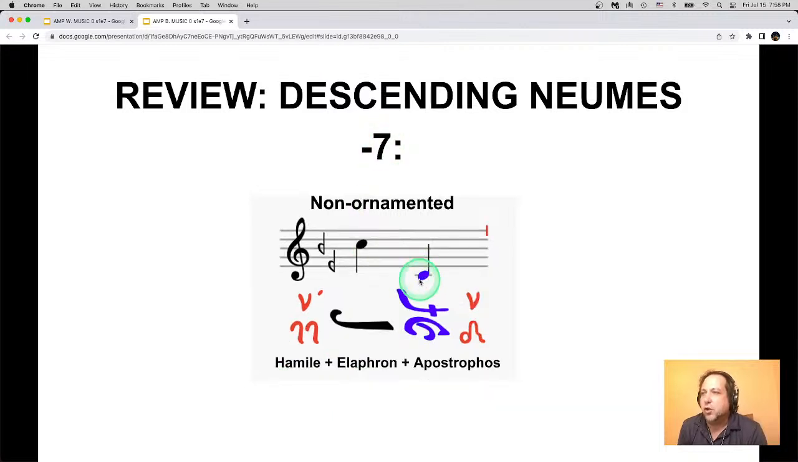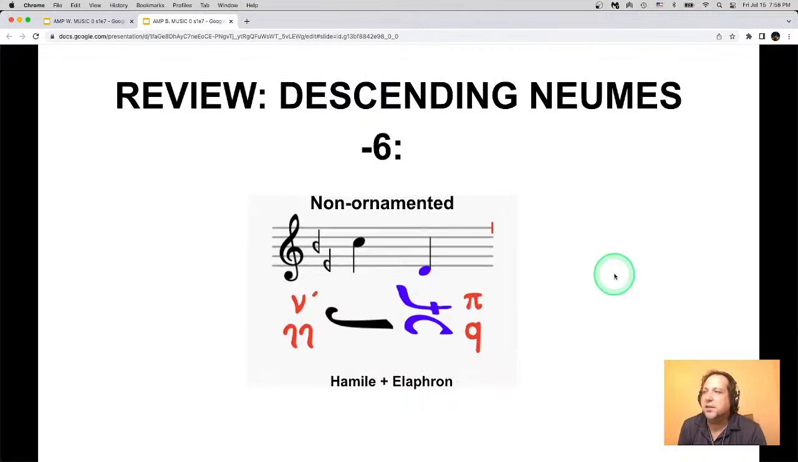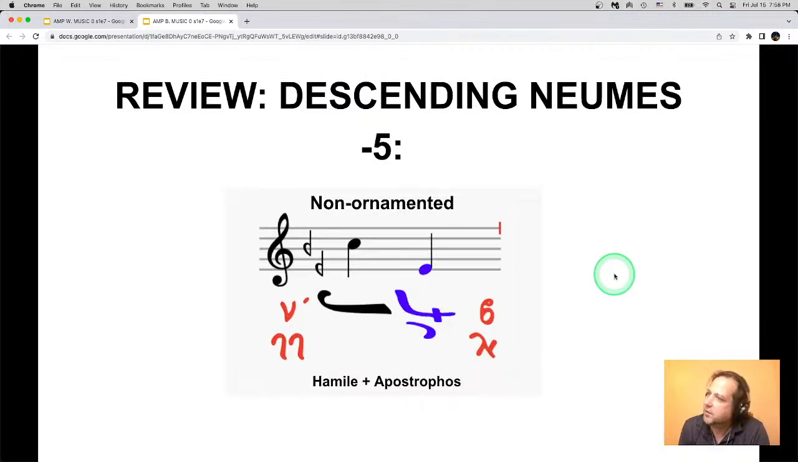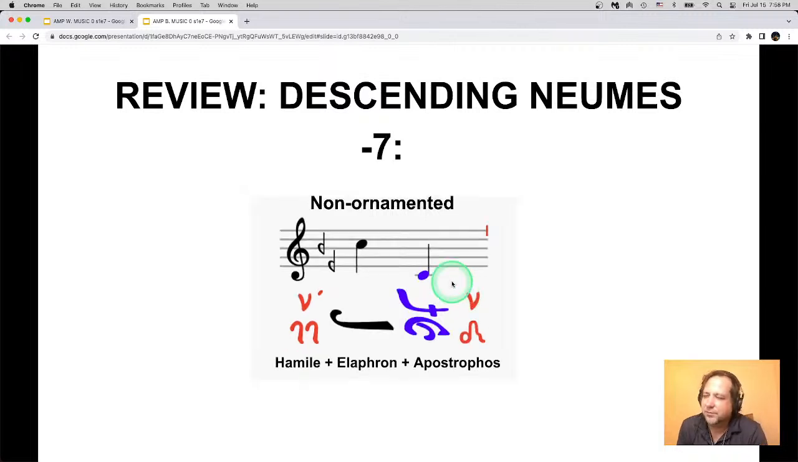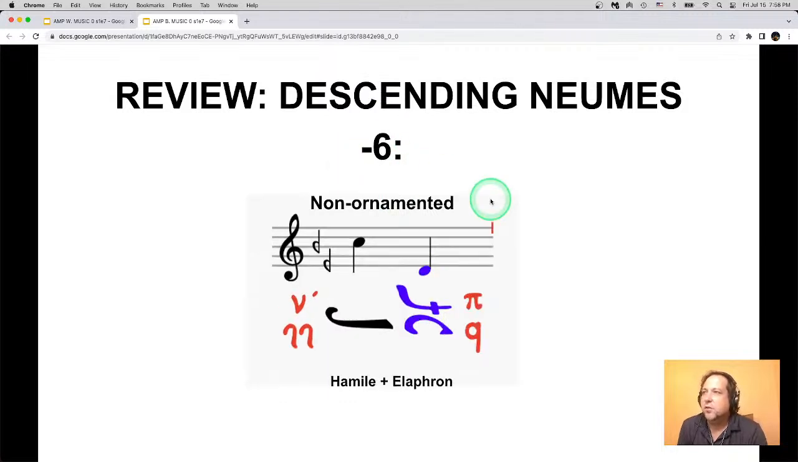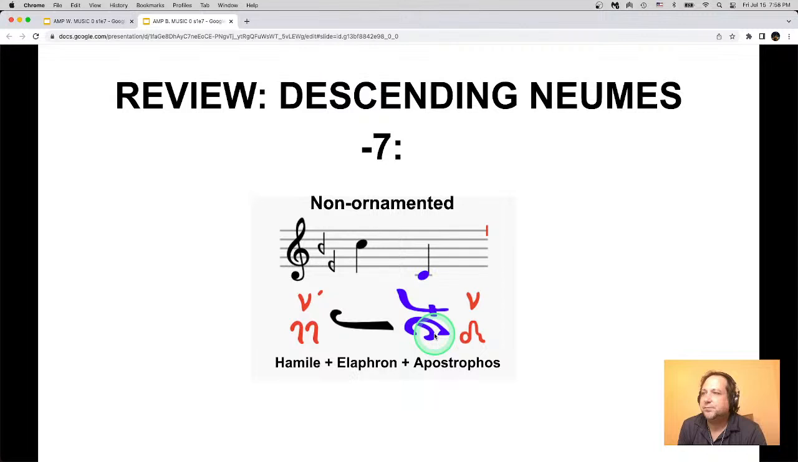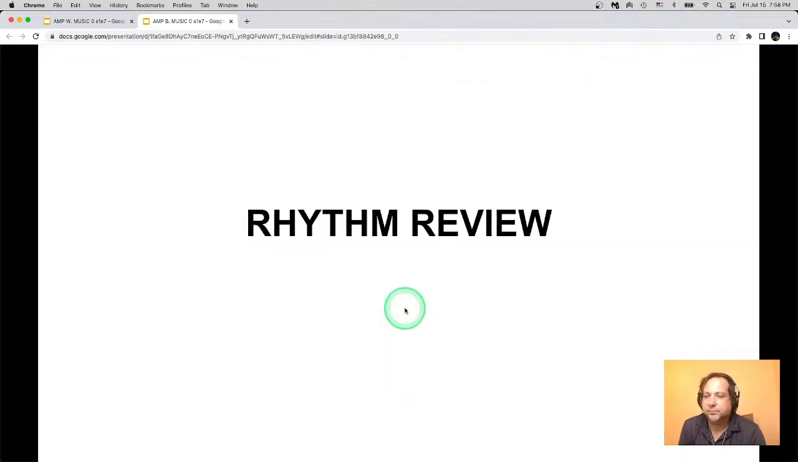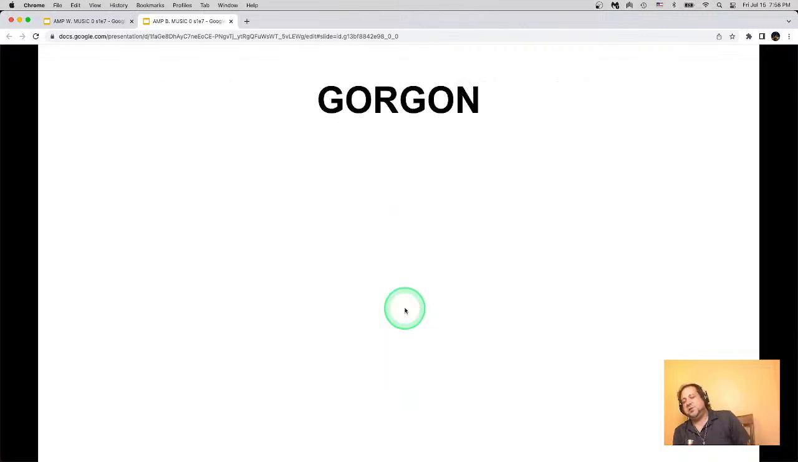You almost never see this one. You'll see that one, and you'll see that one, going down a fifth, or in Byzantine music, going down -4 or -7. So that's our neumes ascending and descending.